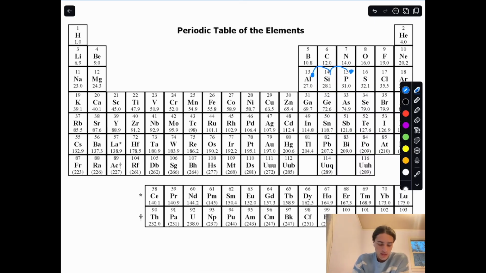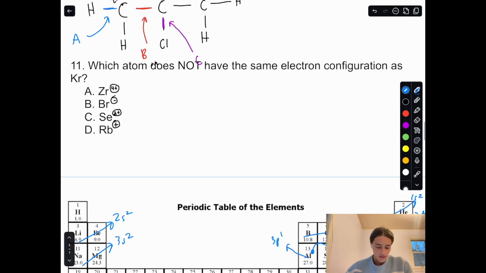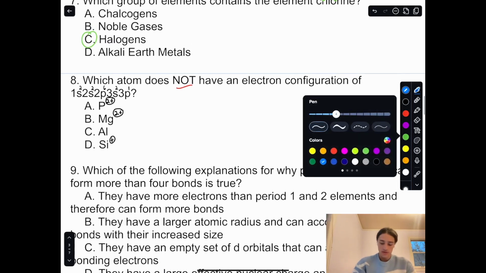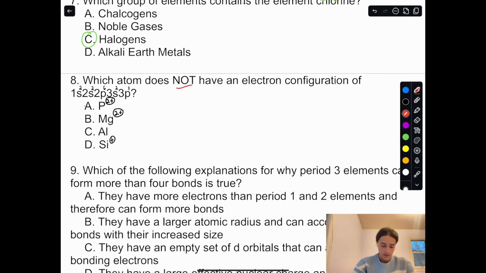So this would be 1s2, 2s2, 2p6, 3s2, and then finally this would be 3p1 because we're only in the first group of the p orbitals. So yeah, that's perfect. That's exactly what we were looking for. So this is not the answer because we're looking for the one that doesn't have this.